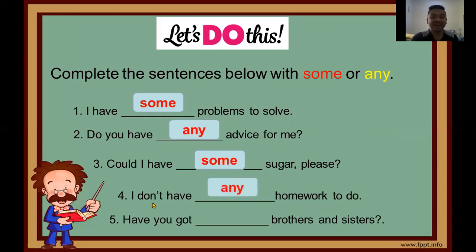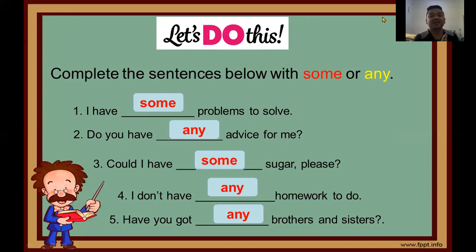Great job. I don't have any homework to do. Why any? Simply because we have don't here. It's negative. Number five, have you got blank brothers and sisters? This is a question, right? What do you think is the answer here? Any. Great job. Have you got any brothers and sisters? So again, we have here the usage of some and any.